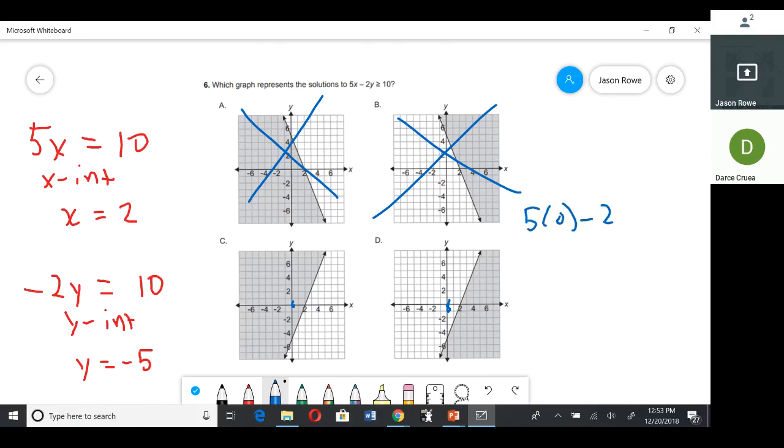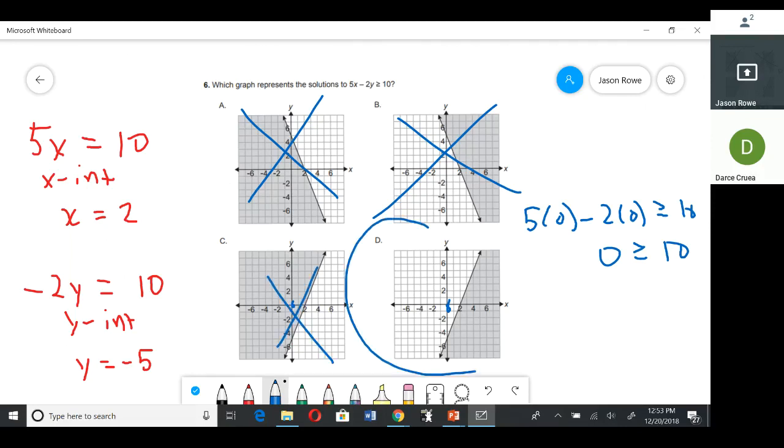When we plug a 0 in for x and y, both of those terms drop out, and we would end up with 0 is greater than or equal to 10. Again, that is not true. So we don't shade (0, 0). We would shade the other side. So C would be eliminated because (0, 0) is shaded. And D is our answer.